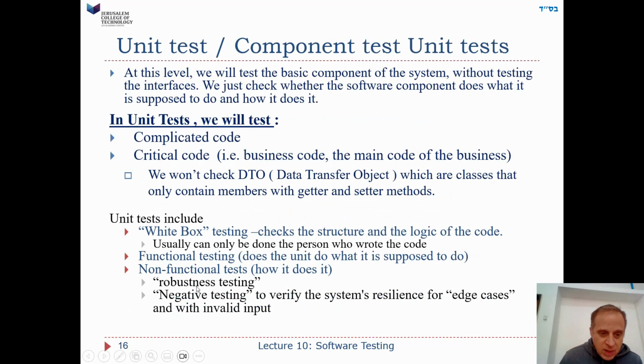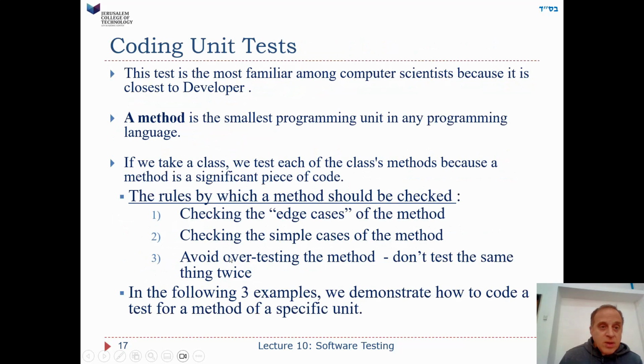But functional testing is kind of distinguished. Sometimes we could call it black box testing. We're just testing whether the input gave us the output we desired. Okay, coding unit test. This test is the most familiar among computer scientists. So we're still talking about unit tests because it's close to the developer. In other words, the developer himself does it.